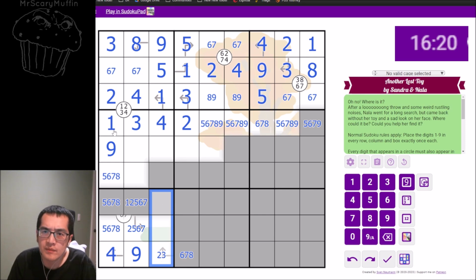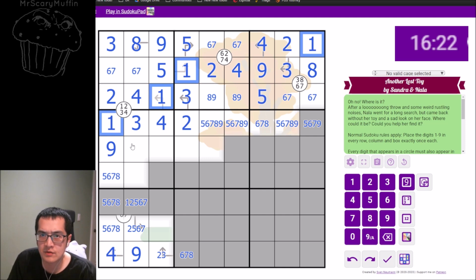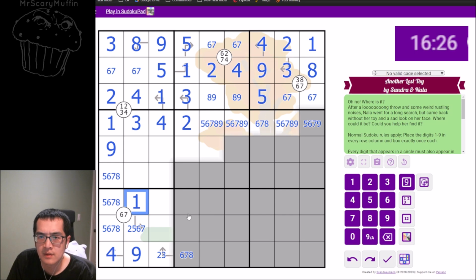Okay, maybe the answer is sudoku. Maybe we have to look at sudoku. Yes, here we go. 1. 1 has to be here. We know 6, 7 has to be here now. So this could still be 8.